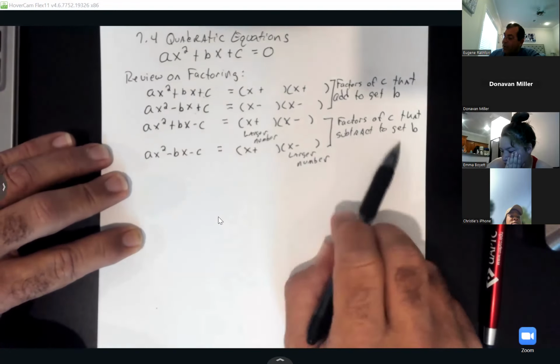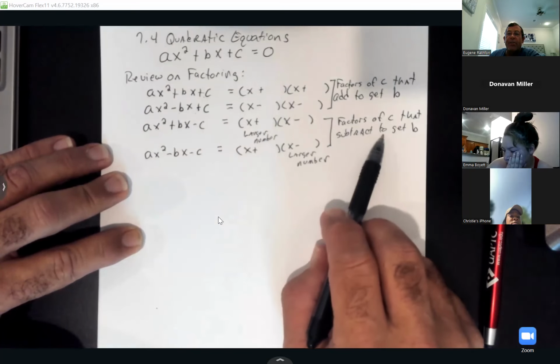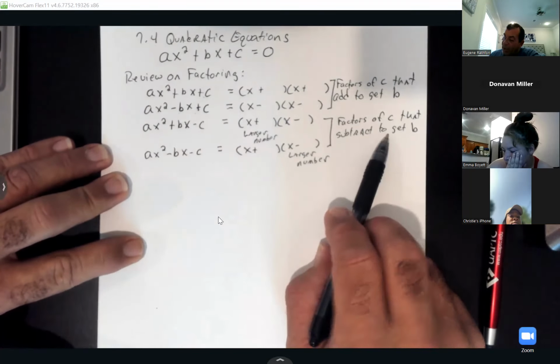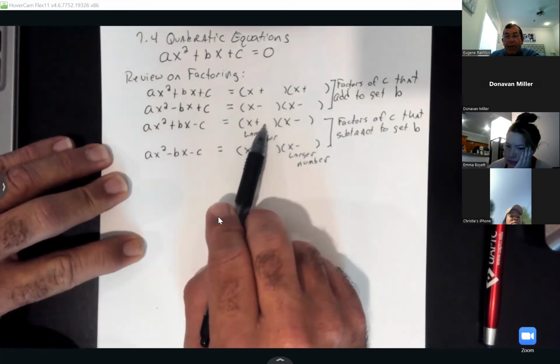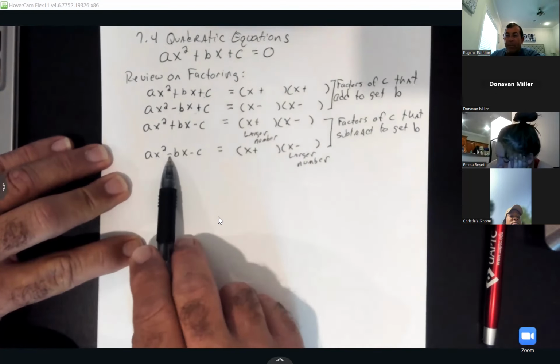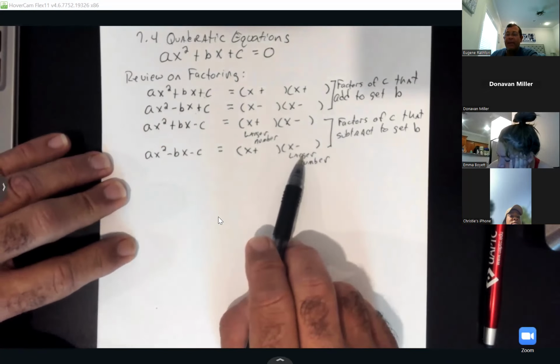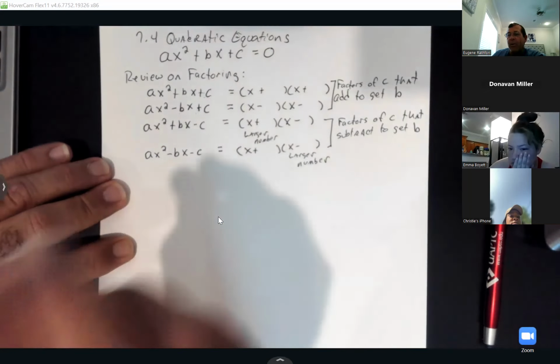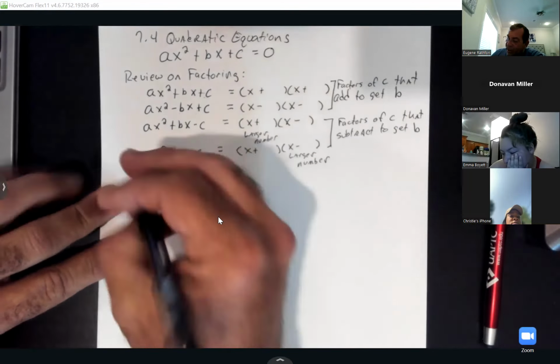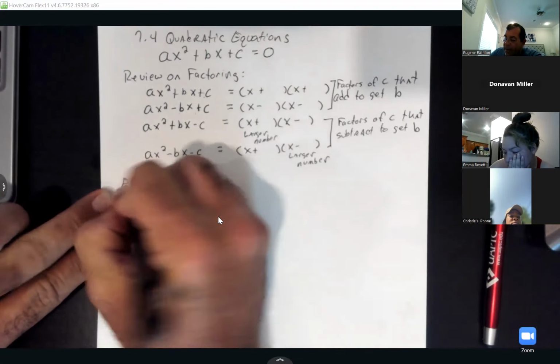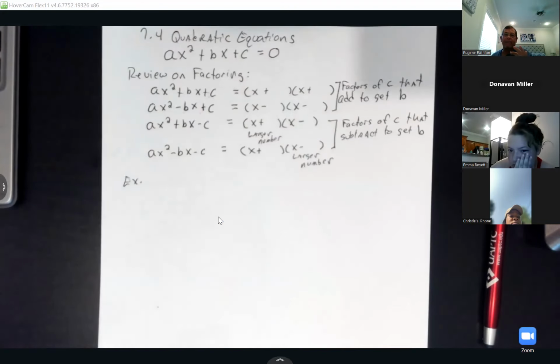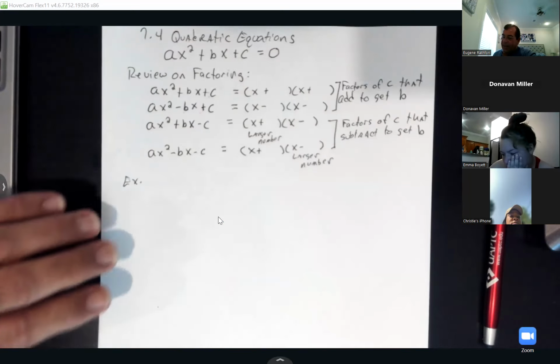And remember, once I find these two numbers that subtract to get B, if the middle number is positive, the larger factor will be positive. If that middle number is negative, then my larger factor will be negative. So I'm going to run through a few examples on factoring before we start trying to play with these exercises.